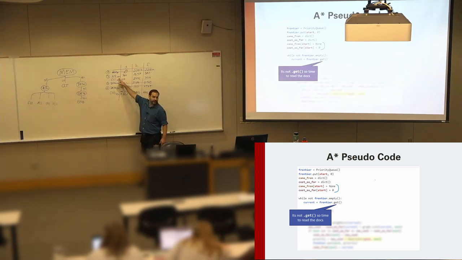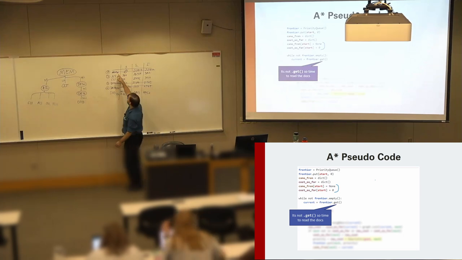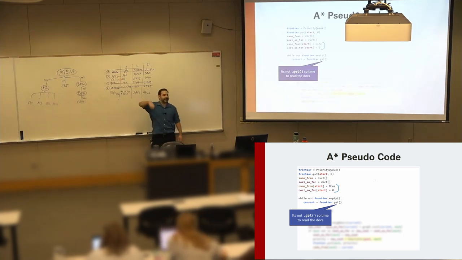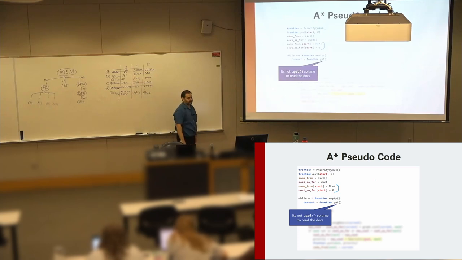That's what that was. Came from is the code equivalent of telling you where you came from. So if I'm looking at my starting point, I would need to establish it came from nothing. Cost so far, that's me tracking G, the entire time. Well, it cost me zero to get to the start point.